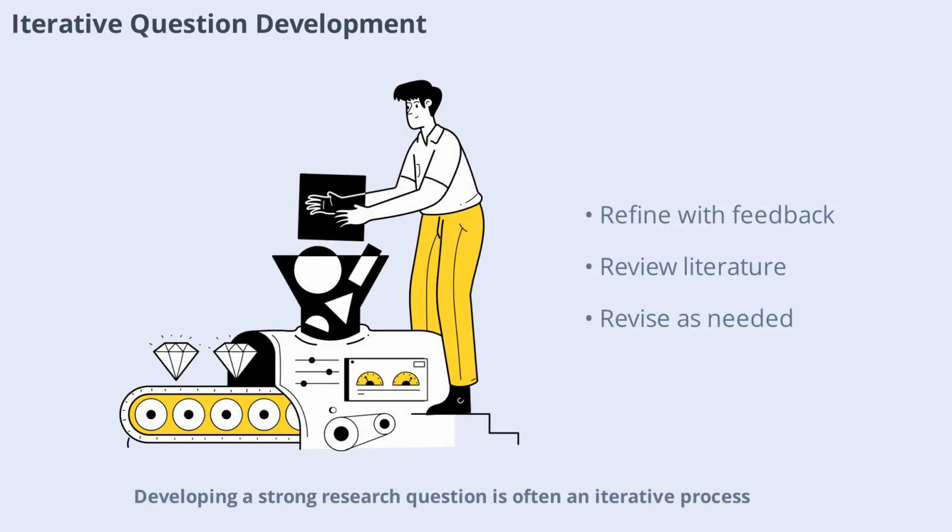Developing a strong research question is often an iterative process. Start with a broad idea, then refine it based on literature review, expert input, and feasibility considerations. Don't hesitate to revise your question as you gather more information. This process ensures your final question is well-informed and researchable.